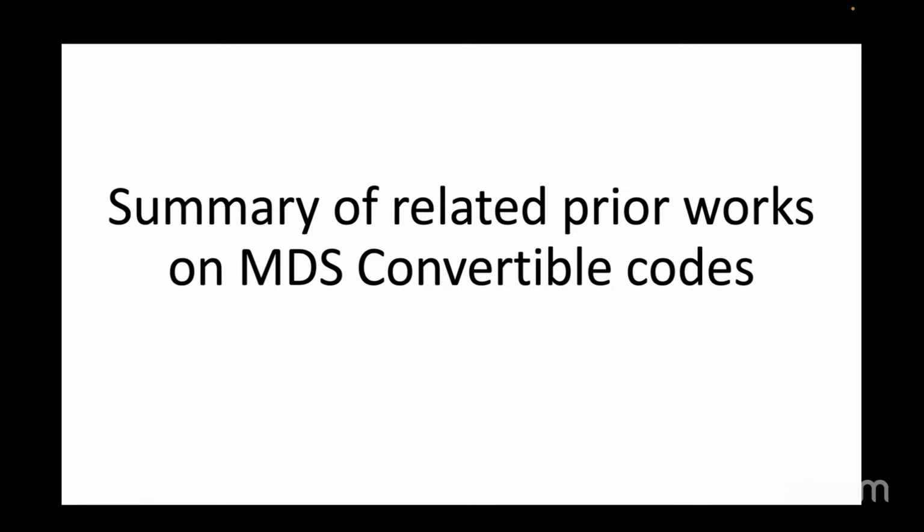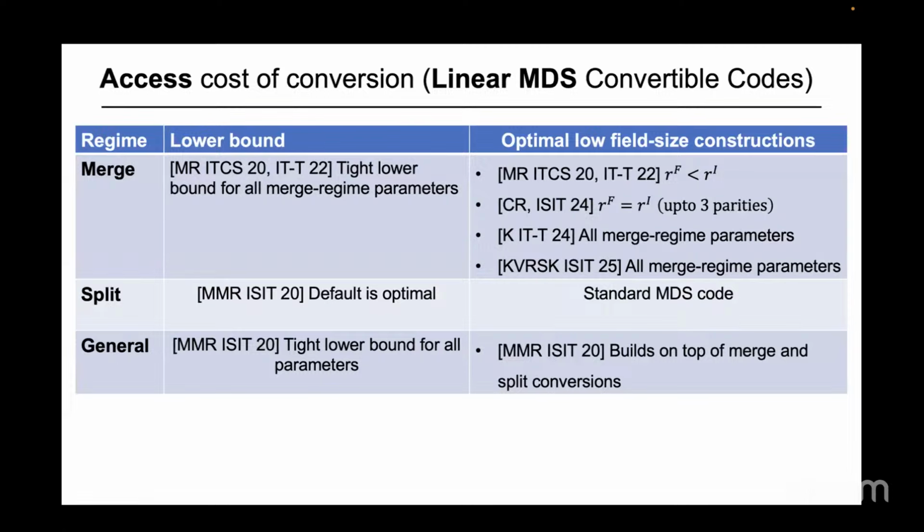But in this talk, I'll be focusing solely on MDS convertible codes, where both initial and final codes are MDS. Okay, now first let's consider the access cost. For the access cost of conversion, I'll be going row-wise in this table. For the merge regime, we know the tight lower bound for all merge regime parameters.